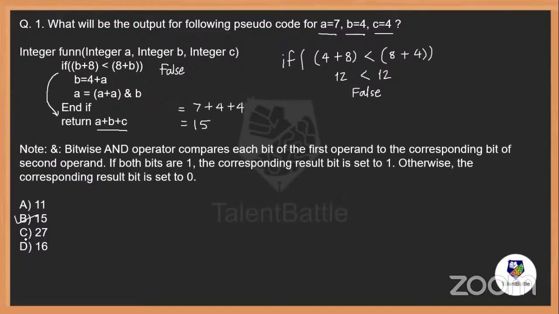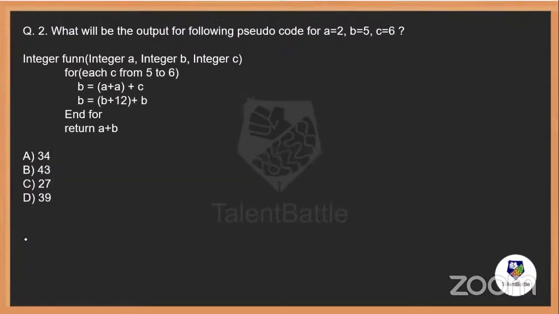So let's move on to the second question. I hope this is clear to everyone now. Now in the second question, what will be the output of the provided pseudocode for A equals 2, B equals 5, and C equals 6. Again, three values are provided to us.